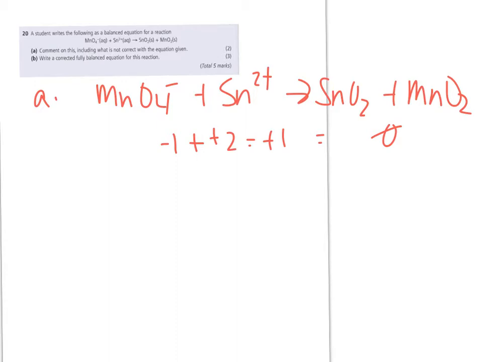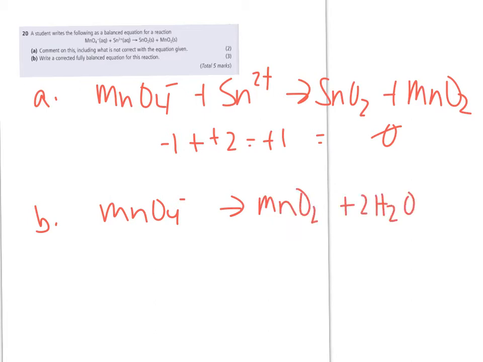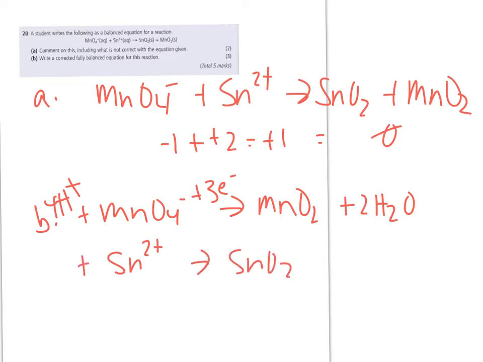So to write the correct fully balanced equation, I'm going to have to look at MnO4- becoming MnO2. Realize that I need 2H2O to help balance that, which means I need 4H+ on this side. And if I need 4H+, then I also need 3 electrons to balance out the charge to the 0 of the right side. With the Sn, I have Sn2+ becoming SnO2. So again, I will need water, 2H2O, and then I'll need 4H+, and now I'll need 2 electrons on this side to balance.